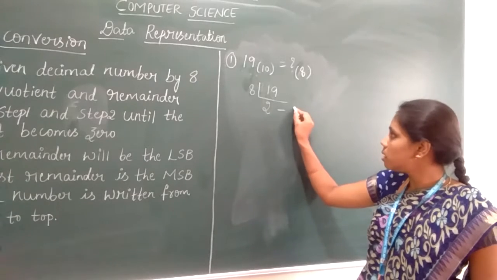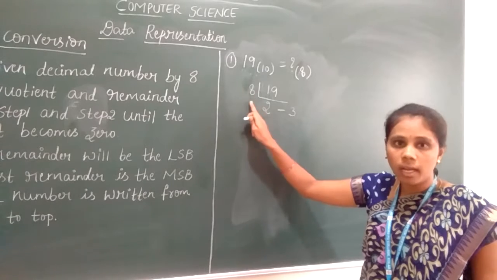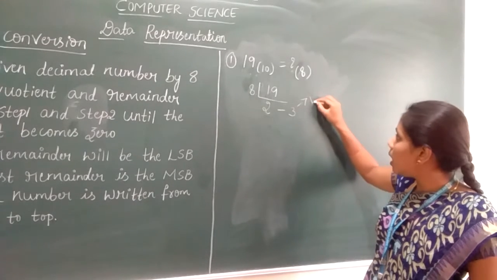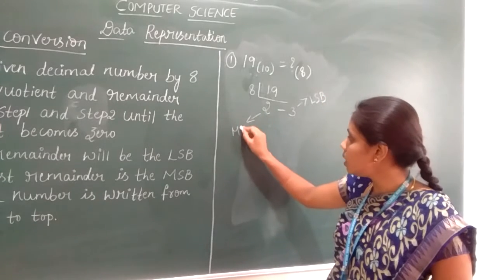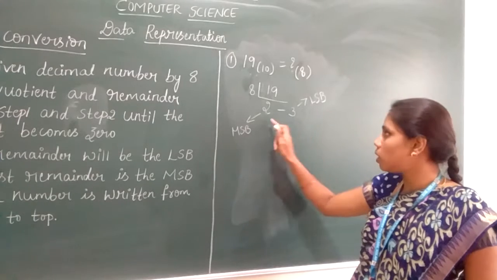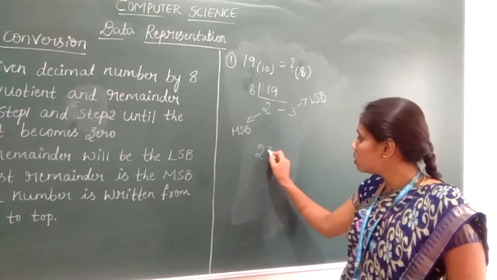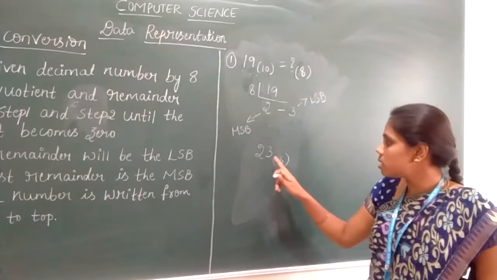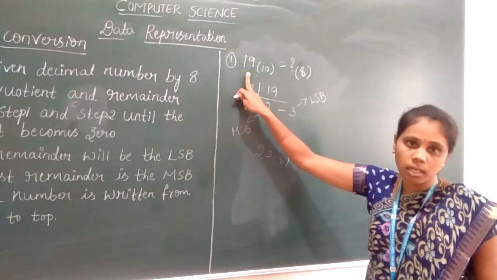The remainder is 3. Again, 2 cannot be divided by 8, so I will stop this process. Now this is your LSB and this is the MSB. Write the values from bottom to top. We have only one step here. I will write 2, 3.